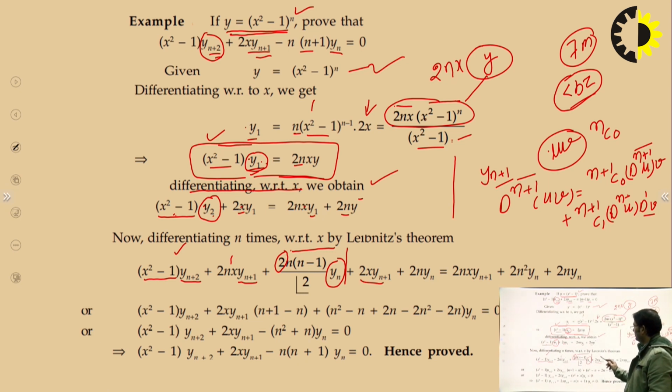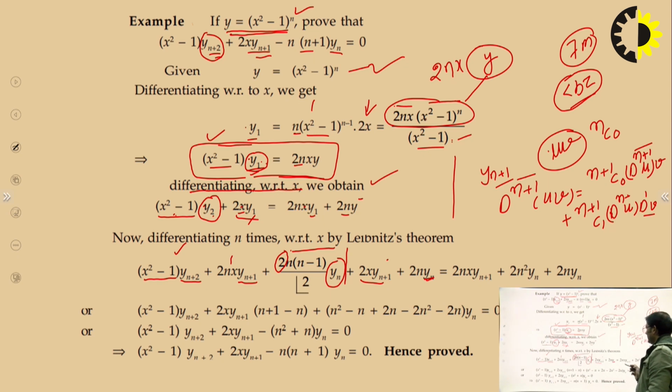Moving forward, then apply the Leibniz theorem on 2x of y1. 2 is the same. Keep x unchanged, and the differentiation of y1 n times is yn plus 1. Then keep x differentiated, differentiate y1 n minus 1 times, which gives you yn, and the differentiation of x is 1. Second term is also over.